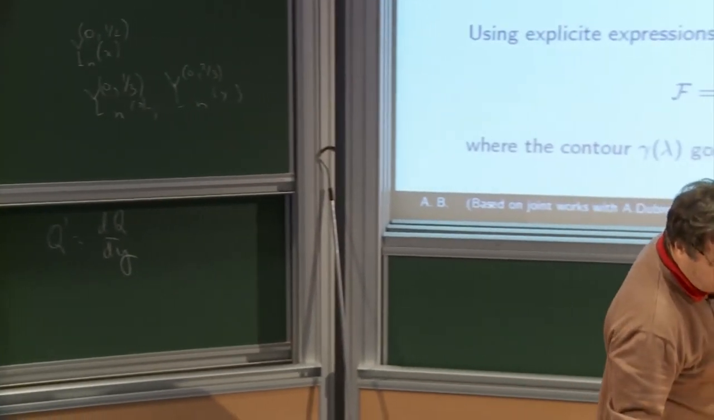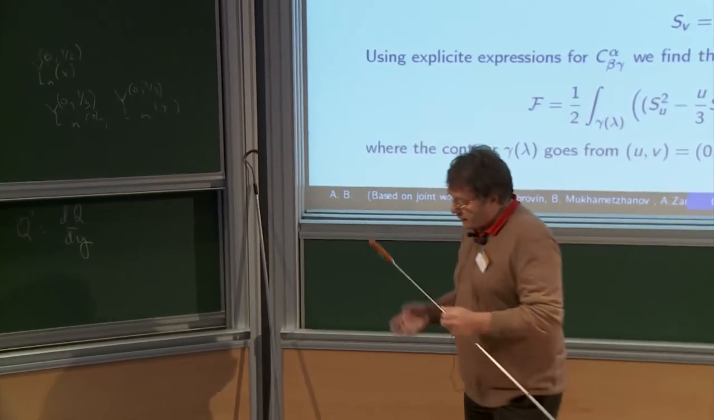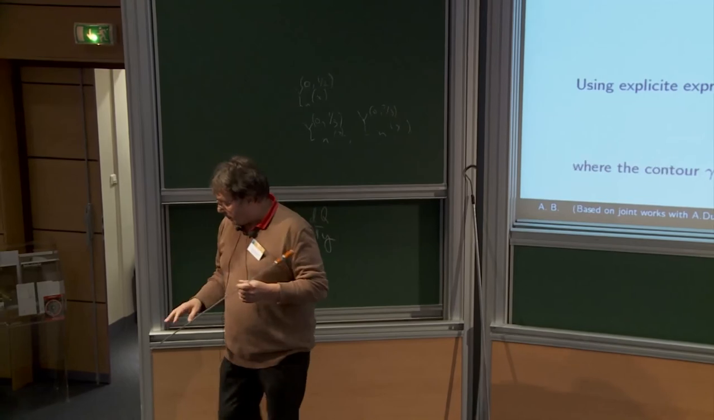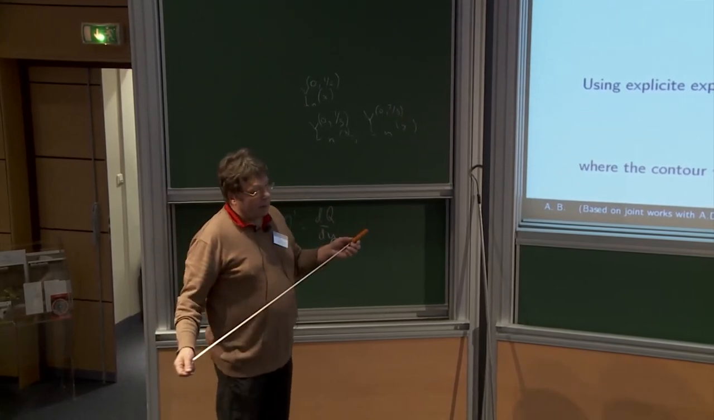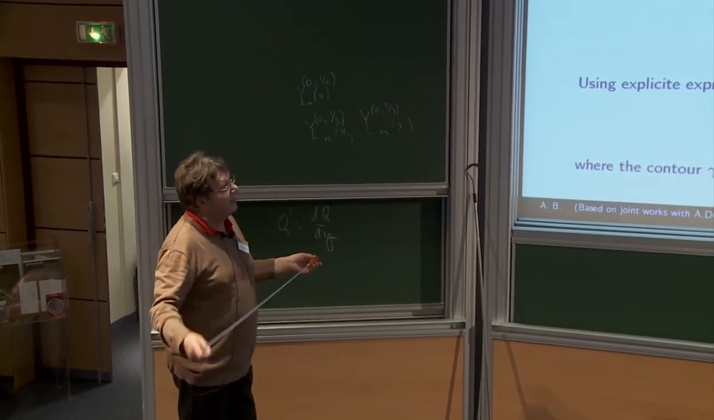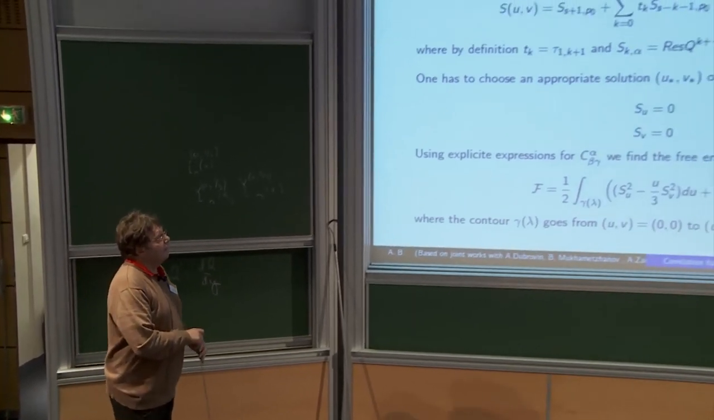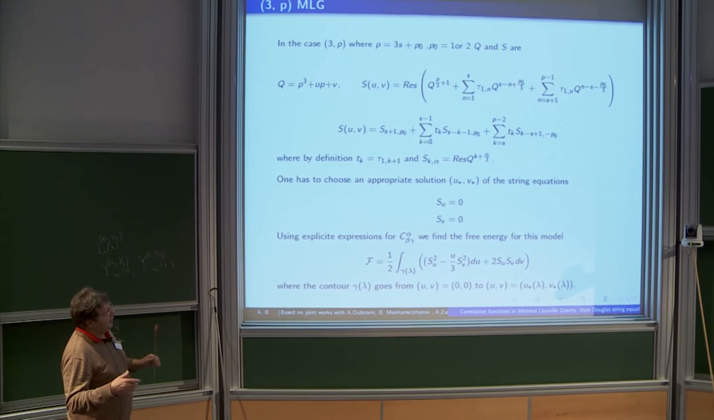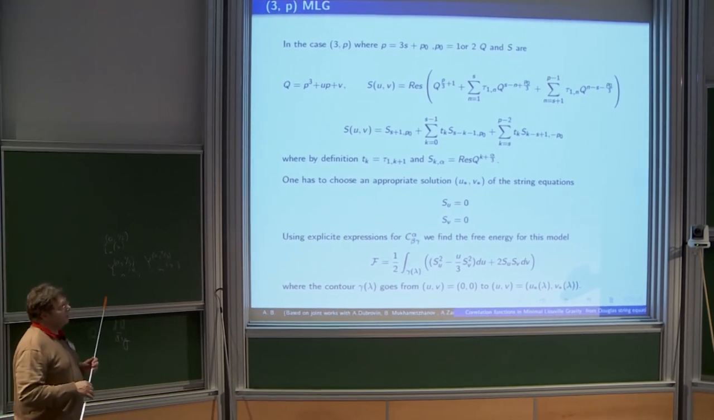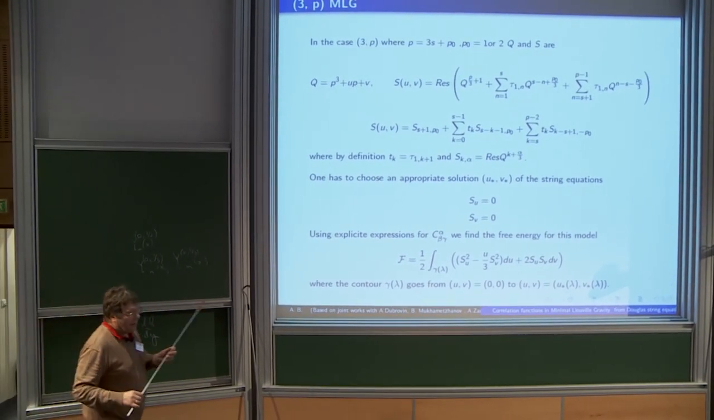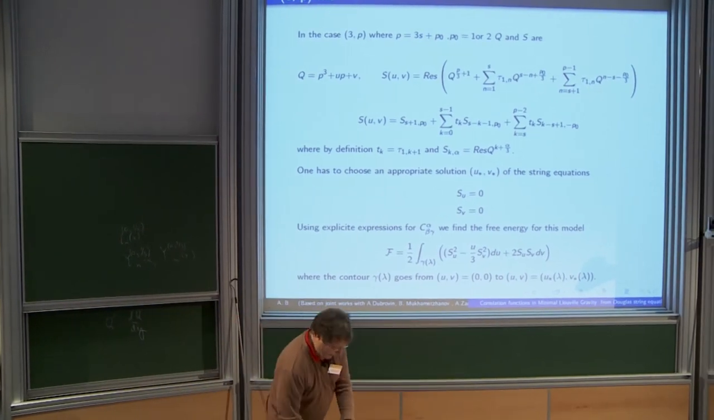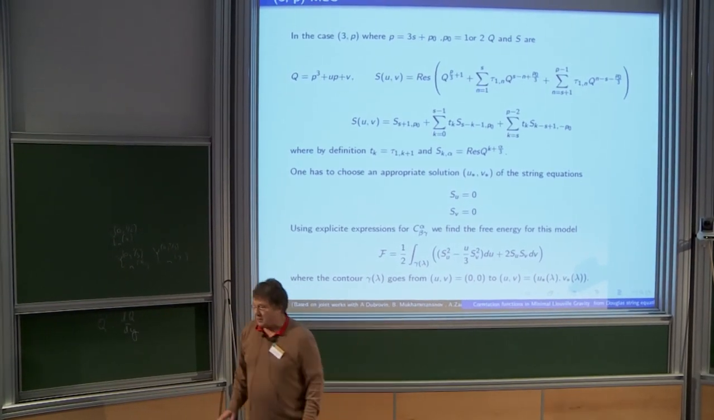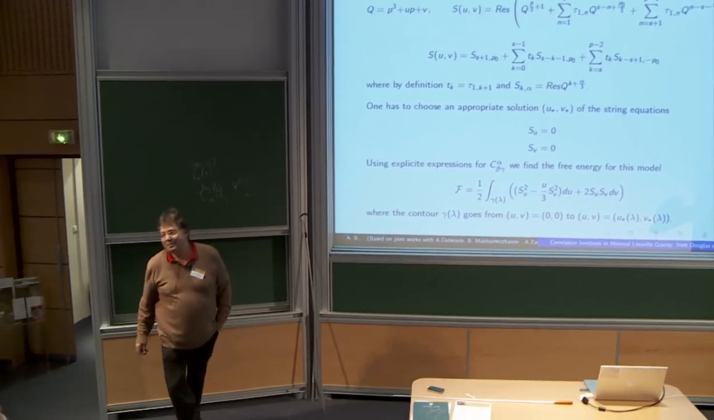For 3-point and 4-point correlators, in the cases when they are not equal to zero, we can get results which coincide with honest direct computation. But there is some open problem that I will skip for the bit.